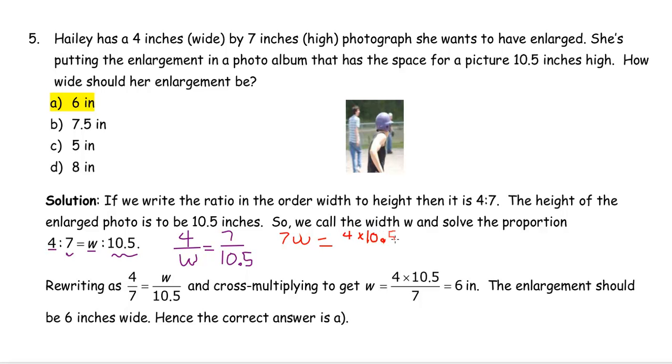Now I want to solve for W, so I need to get rid of the 7. So we're going to divide both sides by 7 to isolate W. So the 7's divide out, and notice that this is exactly the same calculation that's right here. So it certainly has to give you 6 inches again.